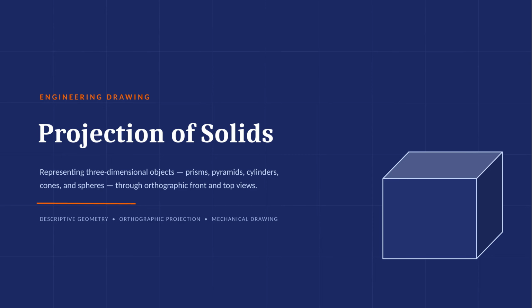Welcome everyone. Today we are going to discuss the topic projection of solids. Imagine designing a machine component, a building structure, or even a simple water tank. Before manufacturing or construction begins, engineers must represent three-dimensional objects accurately on a two-dimensional drawing sheet. This process is known as the projection of solids.